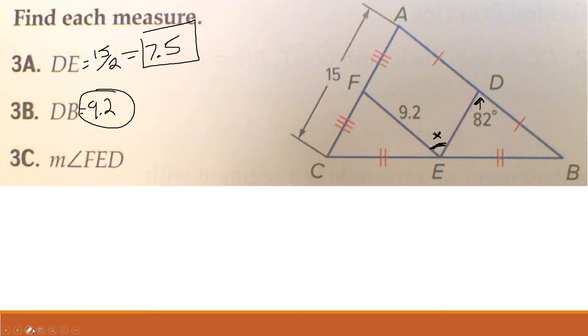So DE is not my only parallel midsegment. I have FE parallel to AB, because again, those are also midsegments. So if I go up this line here, down the transversal, and up this line here, I get another Z pattern. And in this case, my Z pattern actually does include 82 and this midsegment here. So I know that FED is going to be equal to 82 degrees.